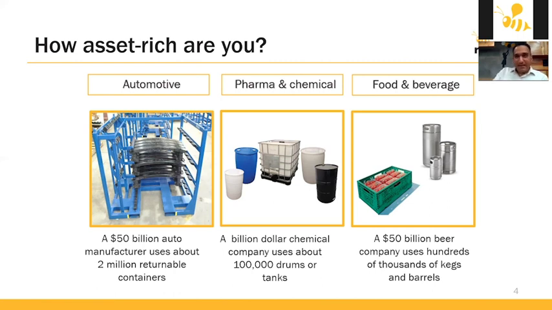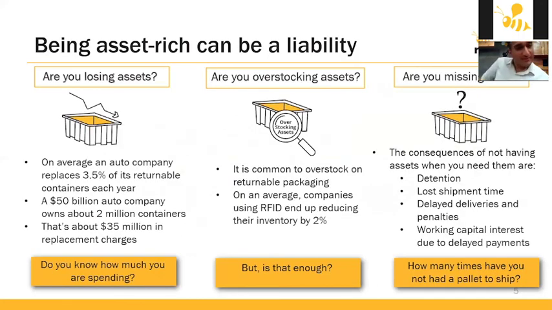So, is being asset rich a good thing? Let's find out. Are you losing assets? It's a question which is probably answered better with numbers. So let's take the example of this automotive company with, say, about 2 million containers. Losing just 3.5% of their returnable containers is a lot of money, because you are having to replace them every year, and it builds up to hundreds of thousands of dollars.